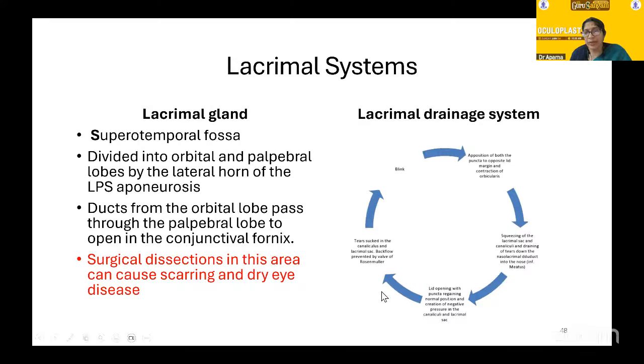Now looking at the lacrimal drainage system, this is the lacrimal pump mechanism which has been shown. So the punctum, the canaliculi, the sac, and then the nasolacrimal duct. With each blink, the canaliculi shrink and a positive pressure is created, which pumps the fluid collected in the lacrimal sac into the nasolacrimal duct. And as the lids open, a negative suction pressure is created to suck the tear film into the canaliculi. So it goes in a cycle.